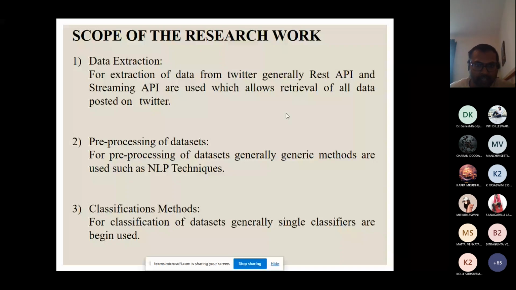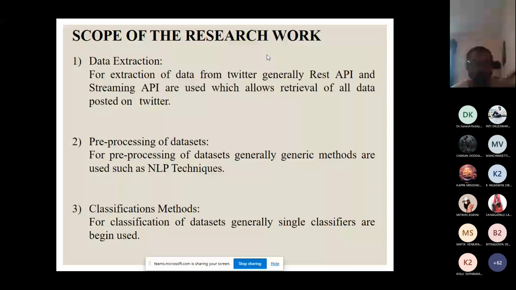After getting the data, we have to do the pre-processing. Pre-processing can be done with NLP techniques like stop word removal, lemmatization, tokenization, parts of speech tagging, stemming, all those things. Then after getting the data, we can apply feature extraction, or we can use other approaches like methods of classification, using machine learning and deep learning algorithms.